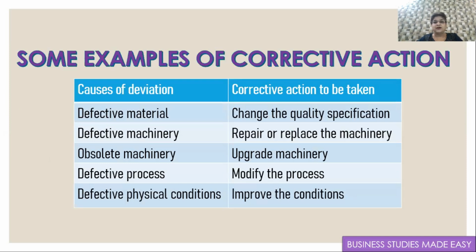Causes of deviation are, suppose the material is defective, then the corrective action could be change the quality. And if the machinery is defective, then replace or repair the machinery. Then if the machine has become obsolete, that is why the production is not up to the mark, then upgrade it. If the process is defective, then modify the process. And if the physical conditions are not good, because of that, it leads to a lot of fatigue and people are not able to produce to the maximum, then improve the condition. So there could be various causes of deviation, and accordingly the manager has to take the action.